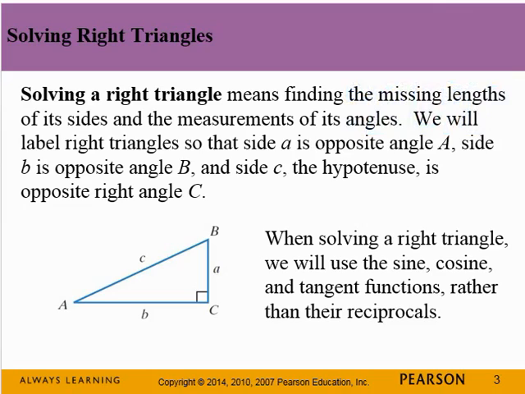So, solving a right triangle means you have to find the missing lengths of its sides or the measurements of its angles. So we're going to label the right triangle so we know side A is opposite angle A, B is opposite B, and C is opposite C. In solving your right triangle, you're going to use sine, cosine, and tangent rather than their reciprocals.